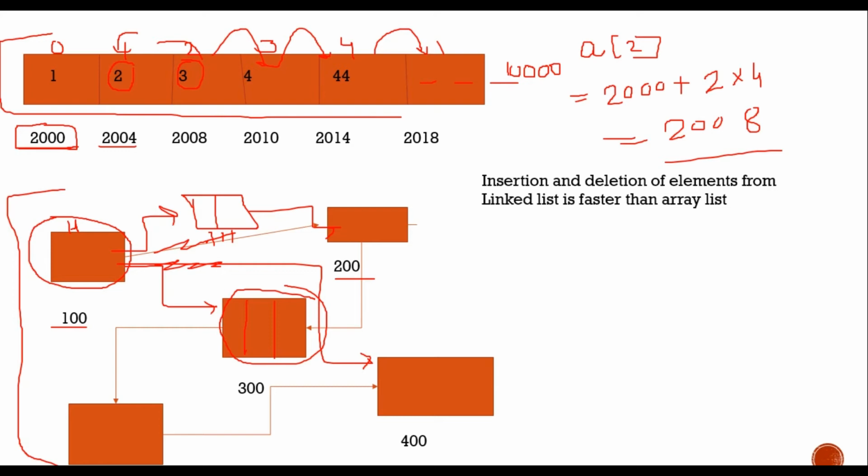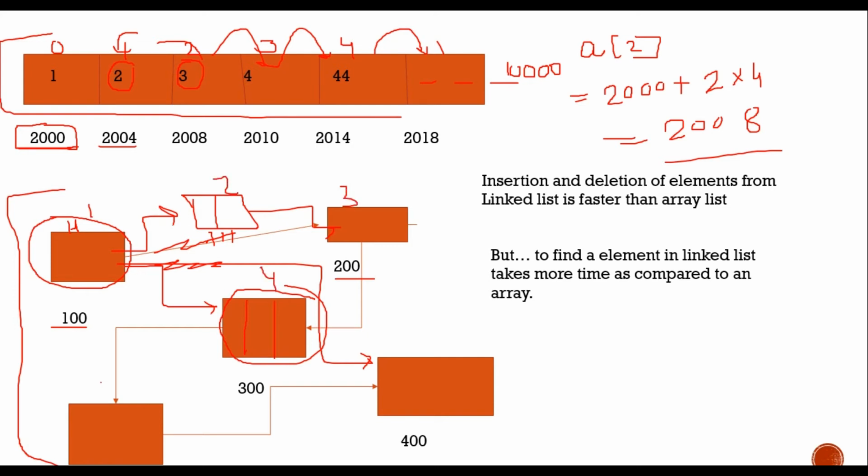But linked lists also have some disadvantages. For example, finding an element in a linked list takes more time. Say we want this one, which is 1, 2, 3, 4 and 5. To reach this position, we don't have a direct method like an array has. Here we have to start from our head node and keep traversing till this node, because we don't have any alternative way. So this is a disadvantage of linked lists: to search for a particular element, it takes more time.